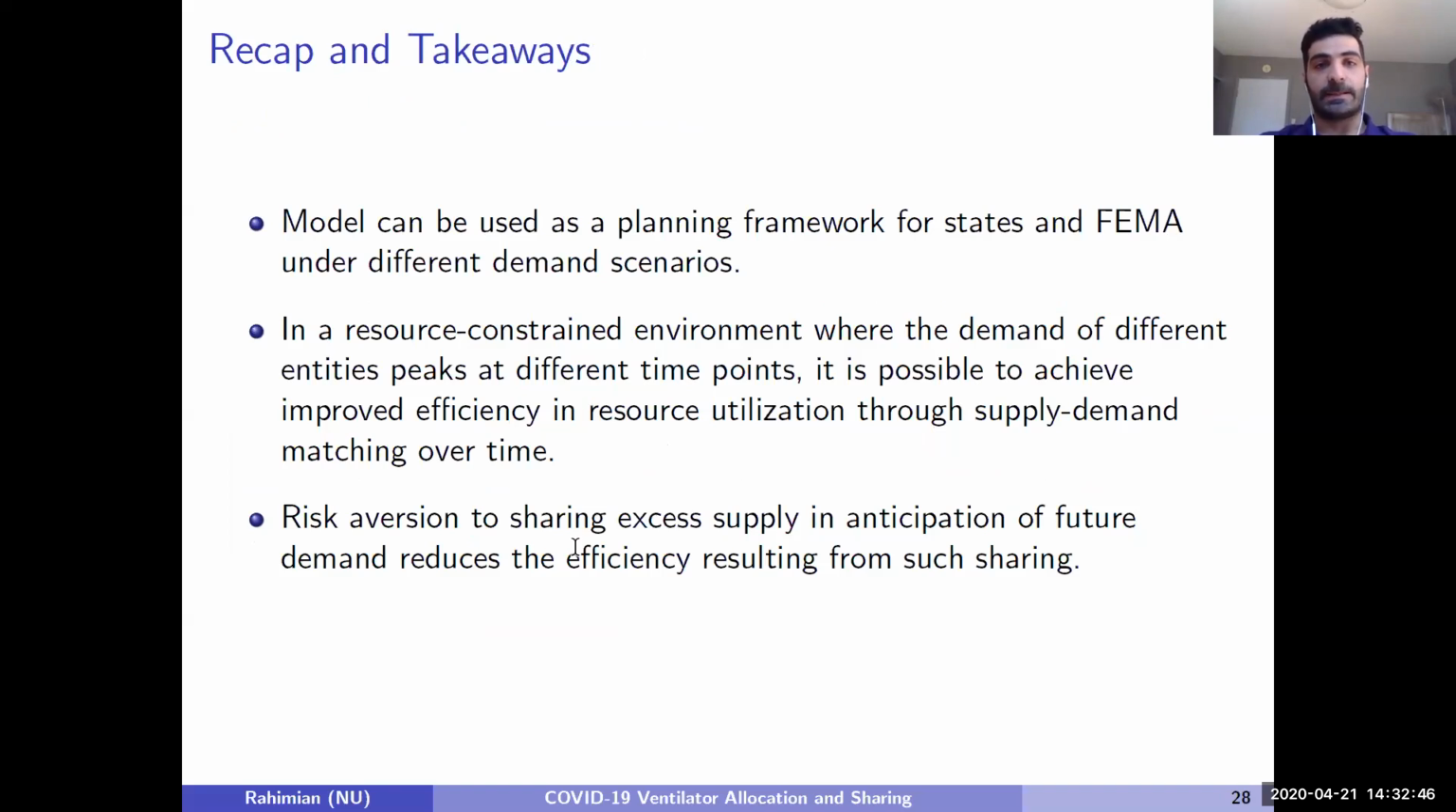What we have found out is that in a resource-constrained environment where demand for different entities peaks at different time points, it is possible to share resources and improve efficiency in resource utilization. We observed that sharing inventory with other states could make the resource utilization more efficient. If the states are not willing to share their resources, the situation might get worse.